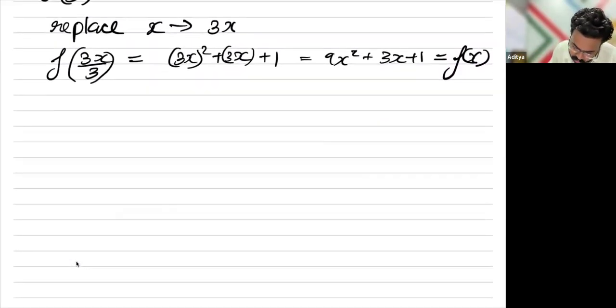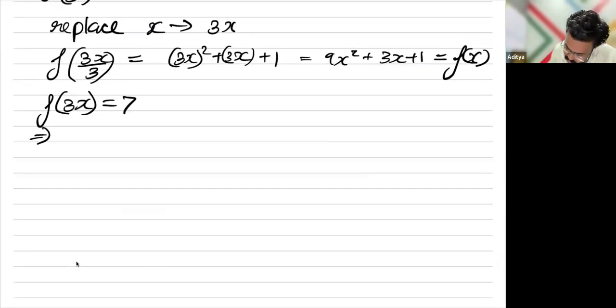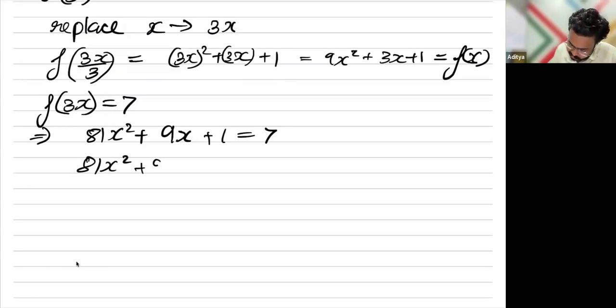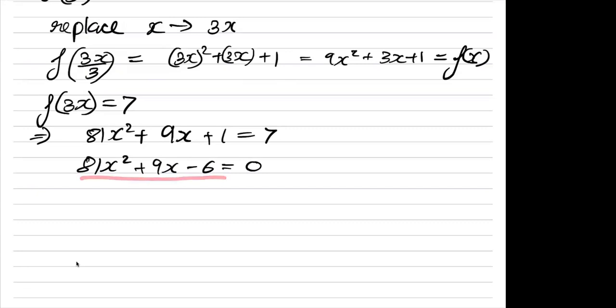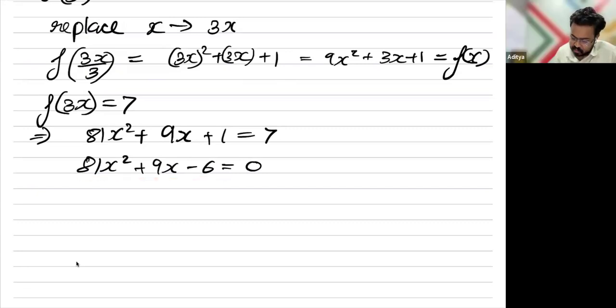So from here you can see that f of 3x equal to 7 implies 81x square plus 9x plus 1 equal to 7. If you bring 7 on the other side, you get 81x square plus 9x minus 6 equal to 0. You can take a 3 common out from here and do the other stuff. Probably use the quadratic formula, get the roots. All of that is unnecessary. Simply sum of roots.